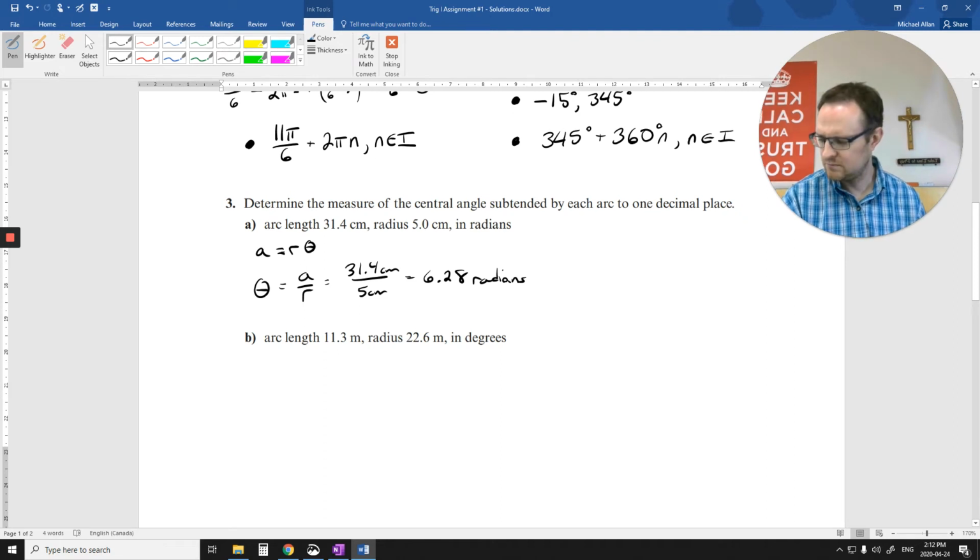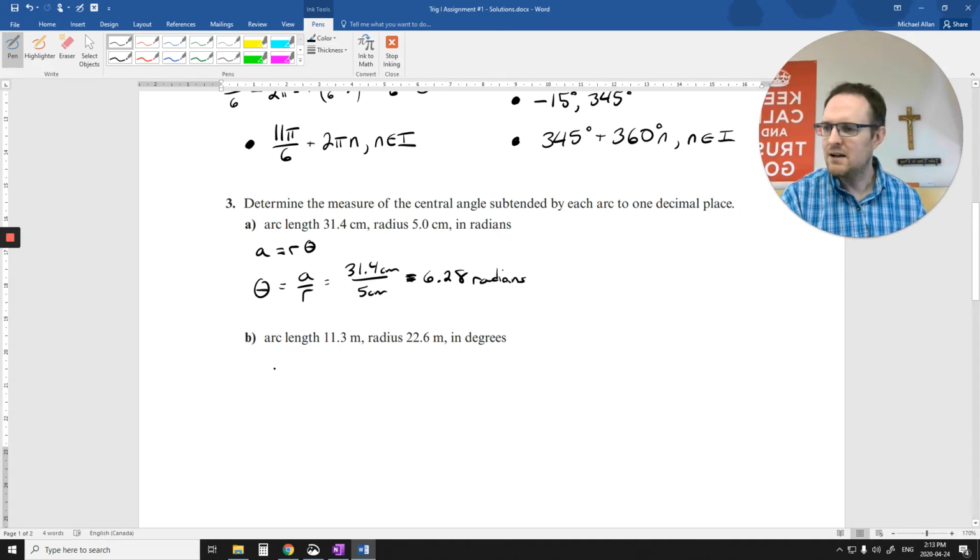Almost a complete circle. Cool, because 2 pi r, yeah, that makes sense. It's almost one complete circle. Not exactly a complete circle because remember, pi is a non-repeating decimal.